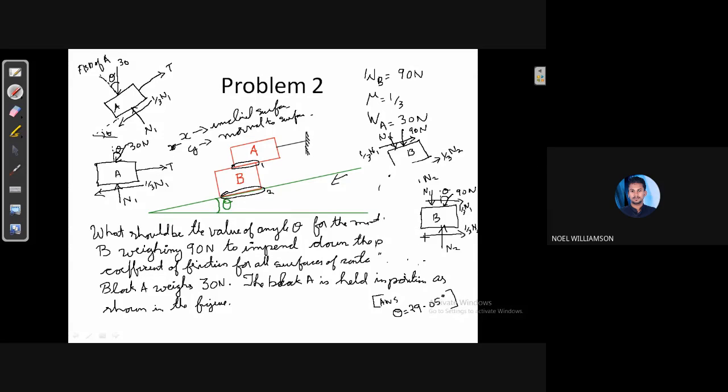Now here also you can use sigma Fx equal to 0 and sigma Fy equal to 0. Ultimately you will get the value for theta. Okay, so you try to do this problem as homework. You have to get the answer as theta equal to 29.05 degrees. So you try to do this problem. Okay, so I think it is time to wind up.